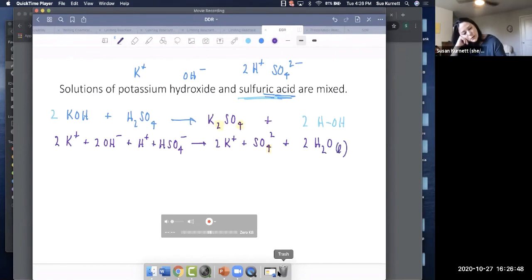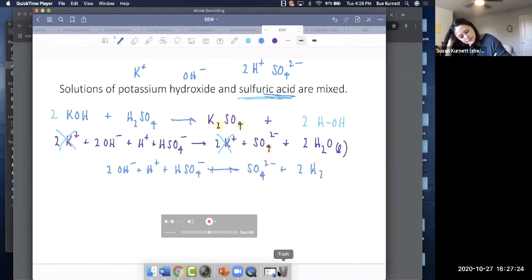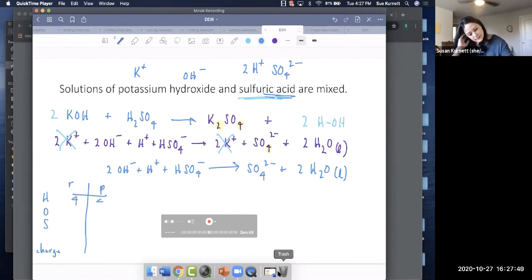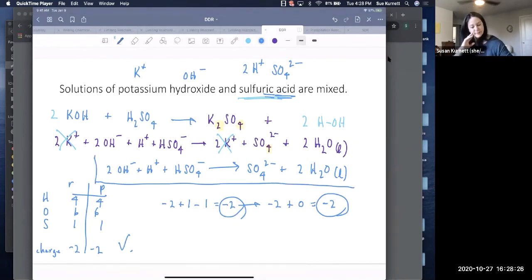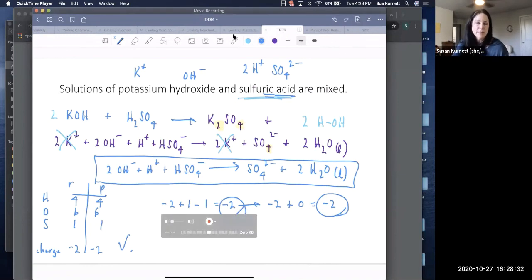Okay, that's a balanced total ionic equation. We could check charge and mass if we wanted to. And now we're going to cancel out spectators. I see potassium ion, 2 of them on the left and the right, but everything else stays. Okay, so that was us finishing up double displacement reactions from yesterday.